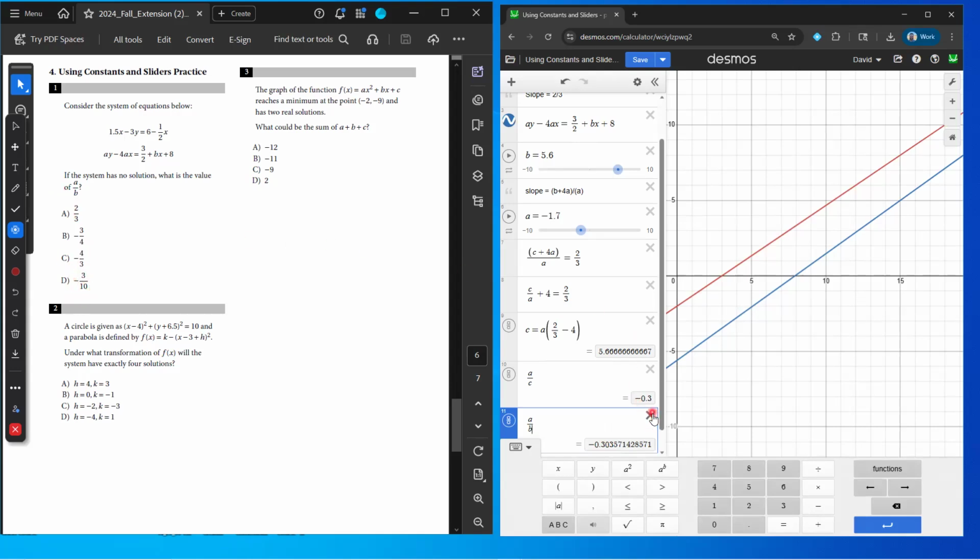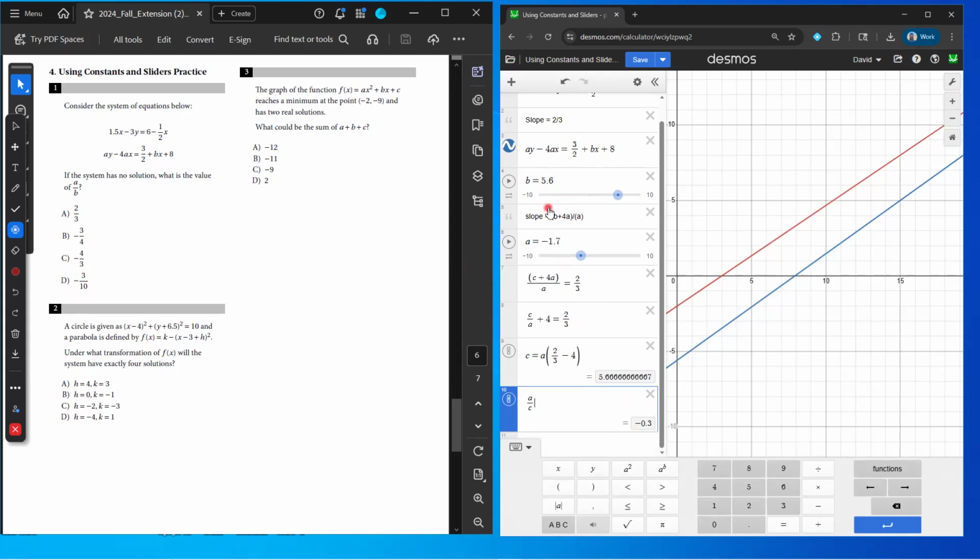However, what is the SAT expecting you to do? Well, because it has no solution, we can set the slopes equal to each other. So that's what I did here. I took the slope of the first line, which again, as a reminder, we changed from B to C. And then we can separate it. So C over A plus 4 is equal to 2/3. You could then subtract it over to the other side, and that will give us C is 5.666. And then from there, because we're looking for A over B, or in this case, A over C, we get negative 0.3, which is D.